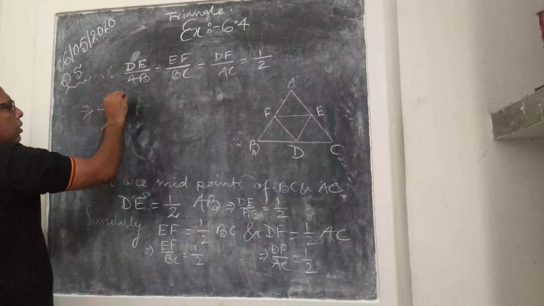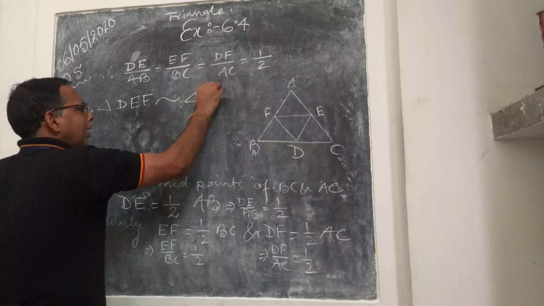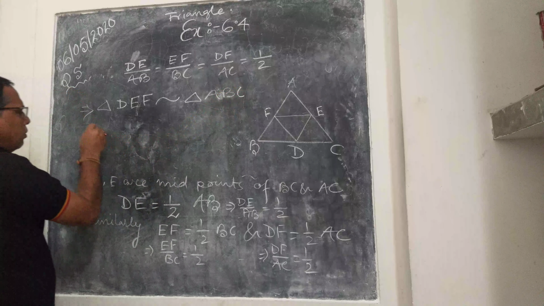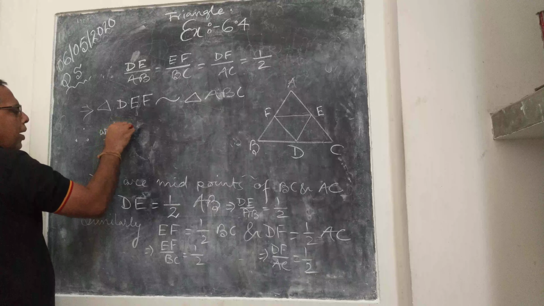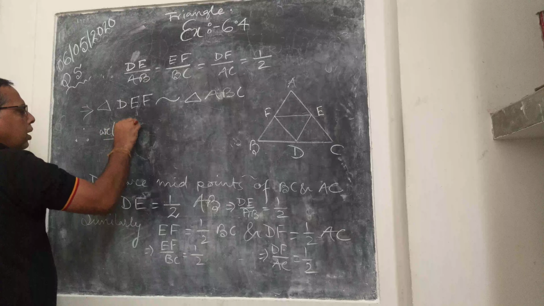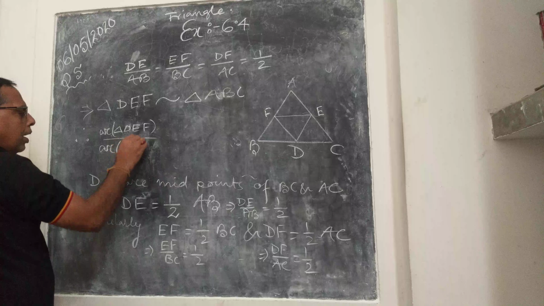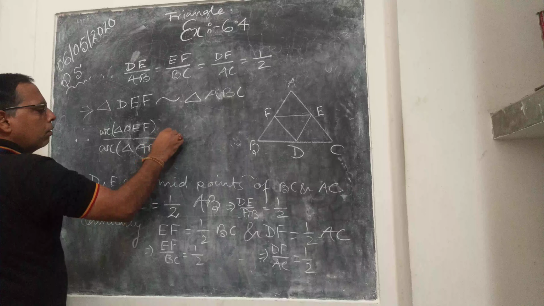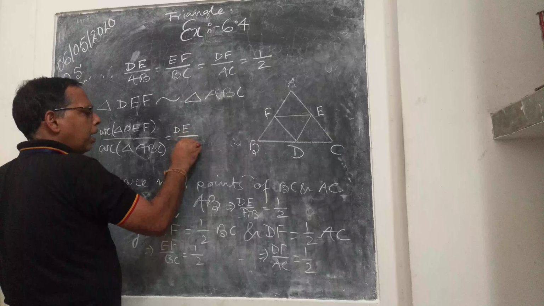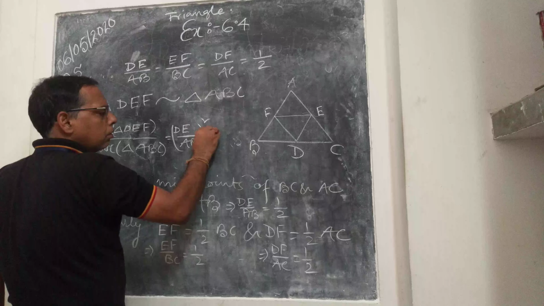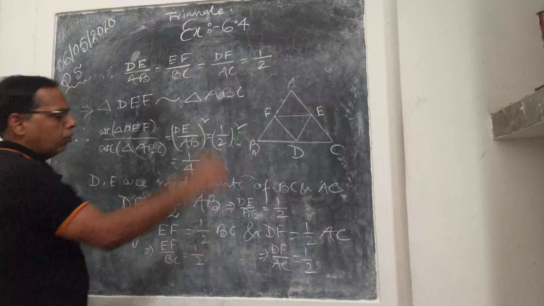Triangle DEF is similar to triangle ABC. Therefore, your answer now: area of triangle DEF divided by area of triangle ABC is equal to (DE by AB) whole square, equal to (1 by 2) whole square, equal to 1 by 4.